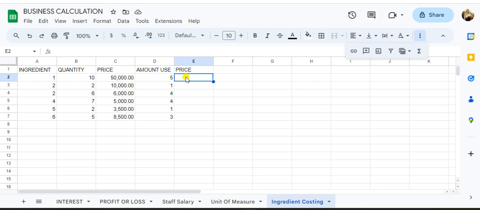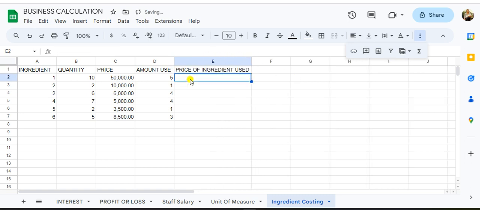So how do we determine the price used now? For the price of each raw material used here, we take the quantity used, divide by the total quantity, and multiply by the price. Look at what we are going to do now. Price of ingredient used. Let's leave it this way.